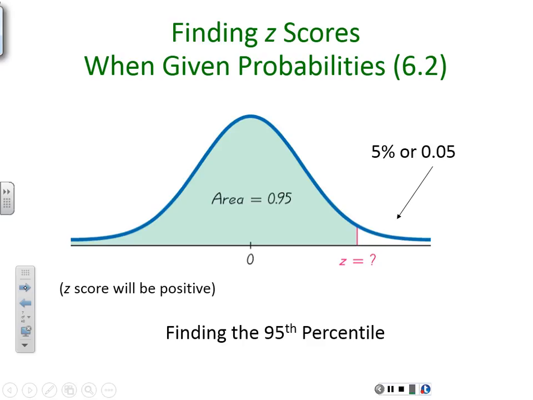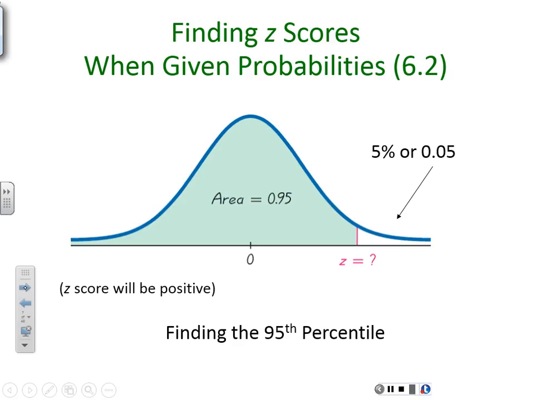Looking in your table, will I be looking at the positive or the negative side for your z-scores? Just from the picture, does it look like it's on the positive or the negative side? It's on the positive side. If my area is bigger than 50%, the 50% is smack dab in the middle. 50% is on the left, 50% is on the right if it's a perfect normal distribution. And so as you're looking at this, if your probability is bigger than 50%, you're on the positive side.